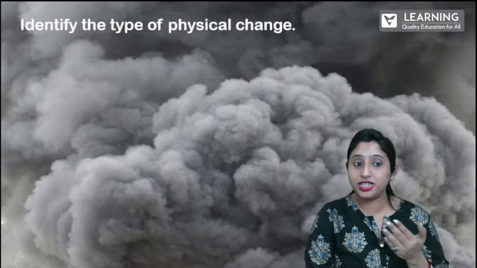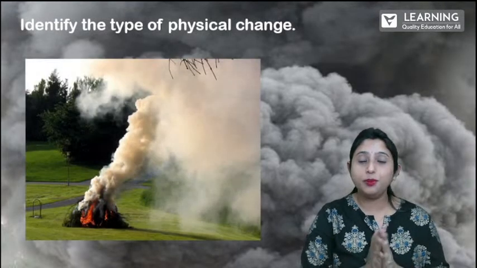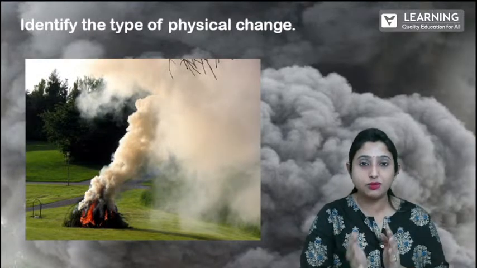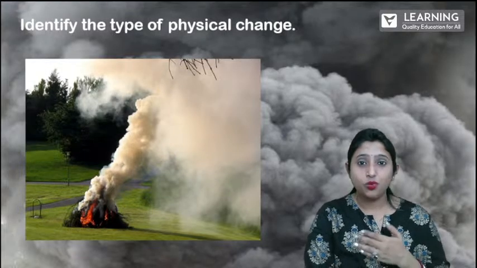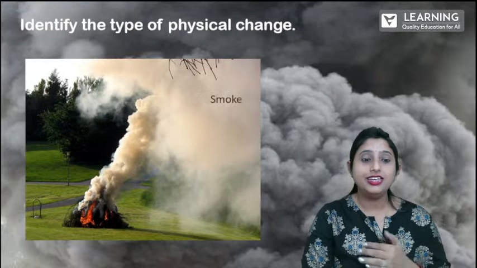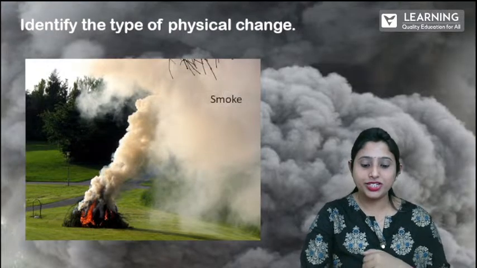So, what is this picture? We have studied about the types of physical change. Now, can you identify this type of physical change? See, when you are burning wood, what comes out? The gaseous substances come out, right? What do you call that? What type of change is it? Yes, very good. It is smoke. Clear? So it is smoke.